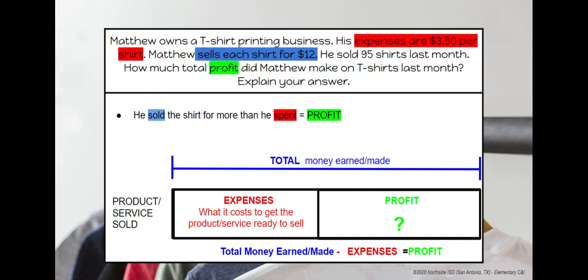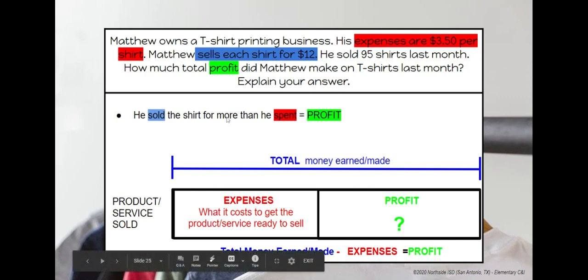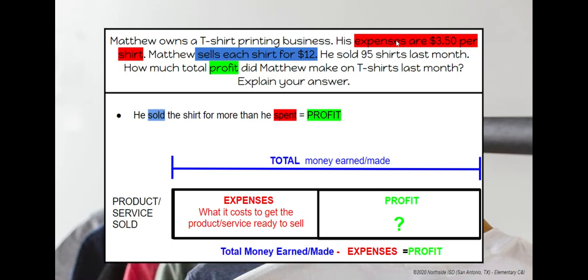So this one's a little bit different. It says that he sold the t-shirt for more than he spent because up here it says the expenses were $3.50 per shirt, but he sells the shirt for $12. So he bought one shirt for $3.50, but he's going to sell that same shirt for $12. That's a profit, but we can't just jump straight to profit.